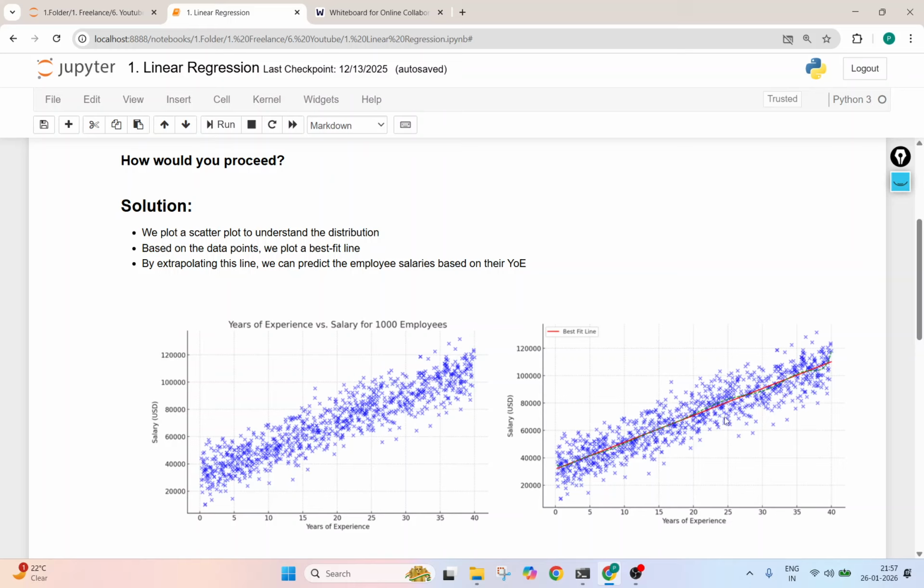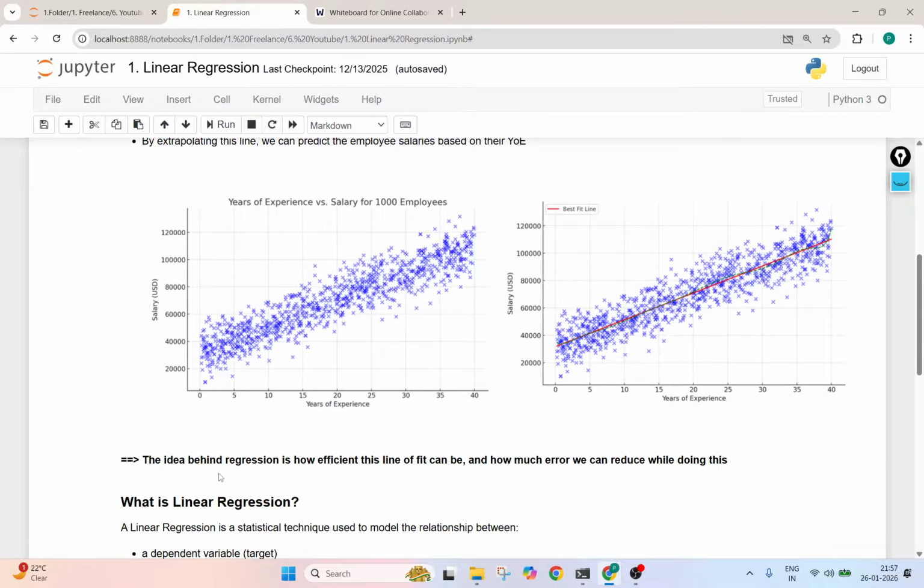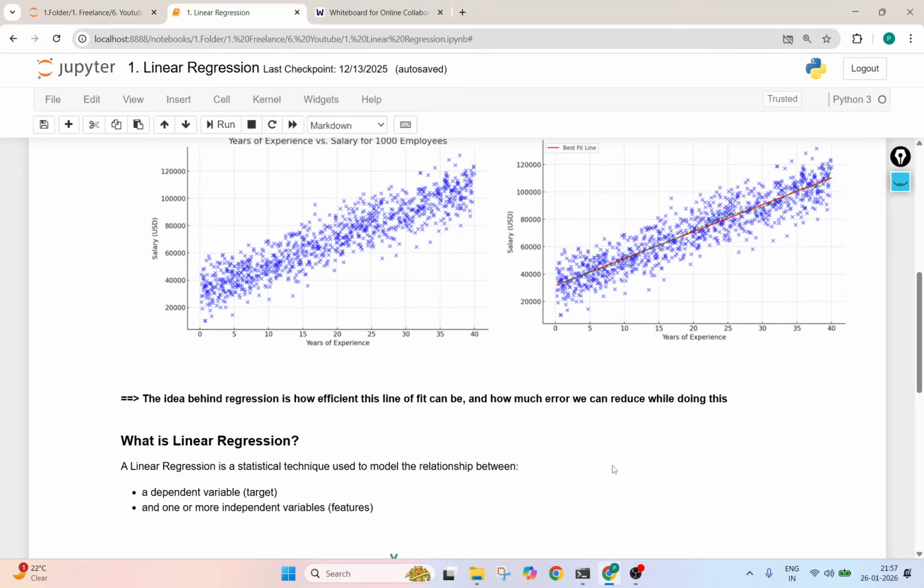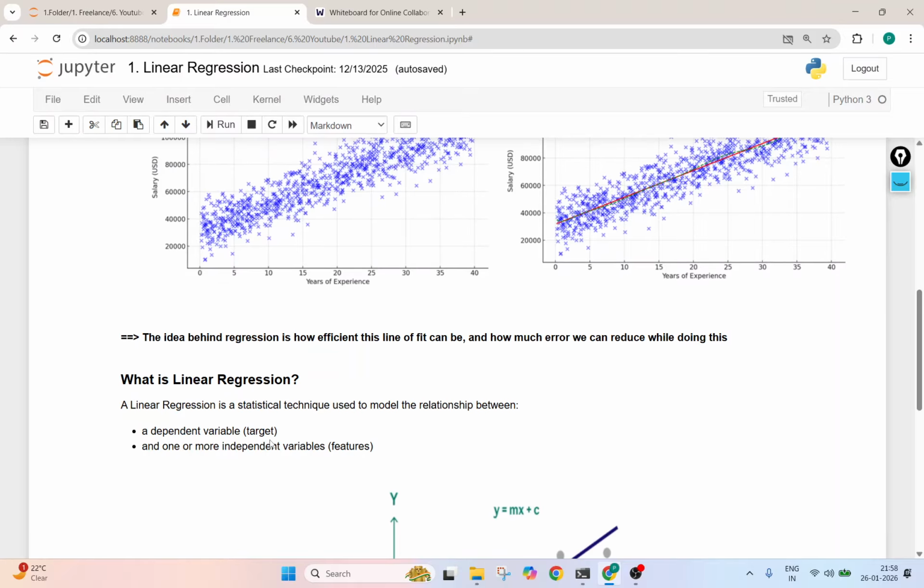All right. So I hope now you have a good idea about what linear regression actually is. Now the biggest question is, what is this best fit line and how to find this best fit line, right? How do I say this is my best fit line? So the idea behind regression is how efficient this line of fit can be and how much error we can reduce while doing this. Okay. So what is linear regression?